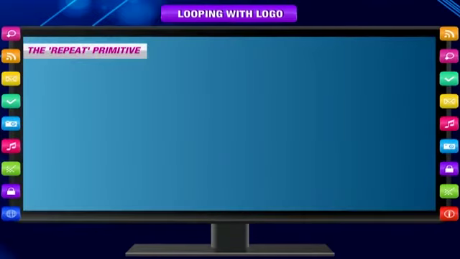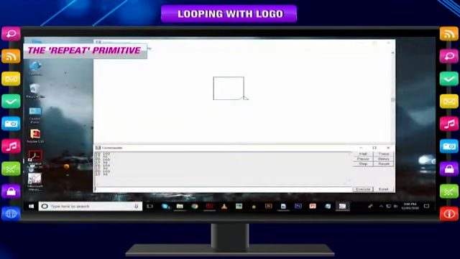The repeat primitive. This primitive gives instruction to the turtle to repeat a set of commands for a given number of times. So, the previous set of commands to draw a square can be written in one line as given below. Repeat 4, [FD 100, LT 90]. Wow, it draws the square at once. It is a real joy. Less effort and the work is done.